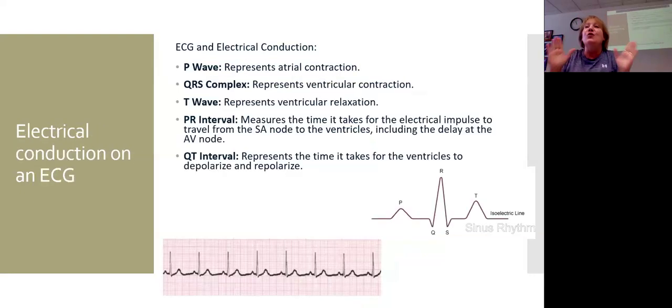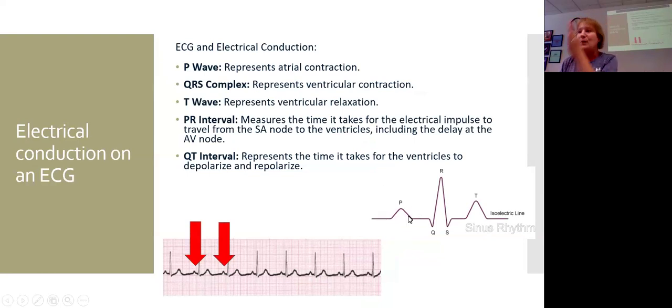Okay. Who has had an EKG or ECG, right? And so let's try to figure out electrically what's happening in the heart and what it looks like on paper. So we have P waves, and the P waves represent atrial contraction. So on that EKG, those little bumps right there, that's the P wave.